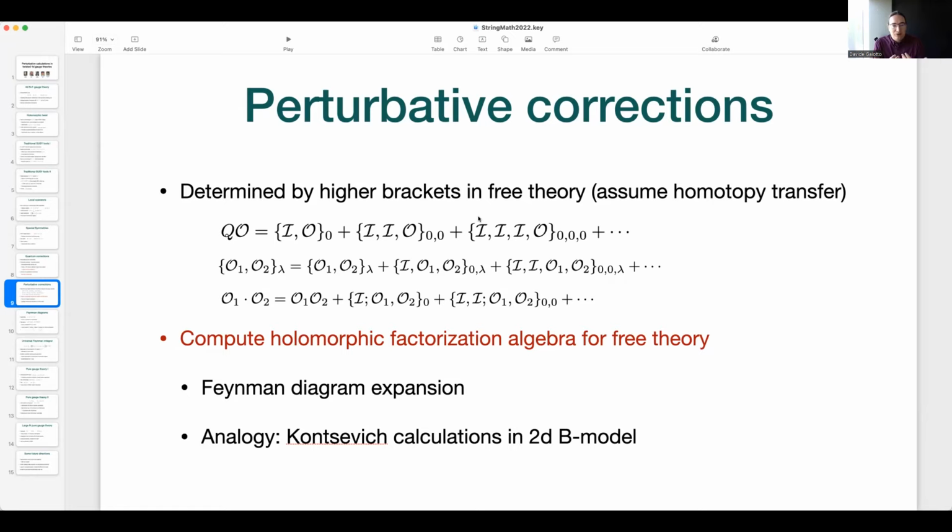Another example that was very useful in our understanding of the problem was the calculations I did with Moore and Witten about W-algebras, where we used infrared data in this two-dimensional topological-holomorphic theories again to build these factorization algebras in a purely algebraic way.